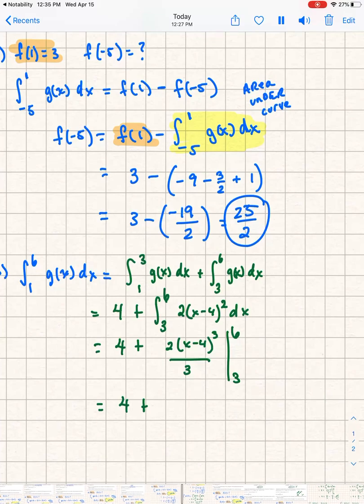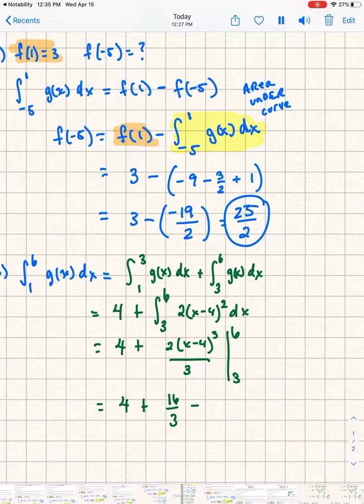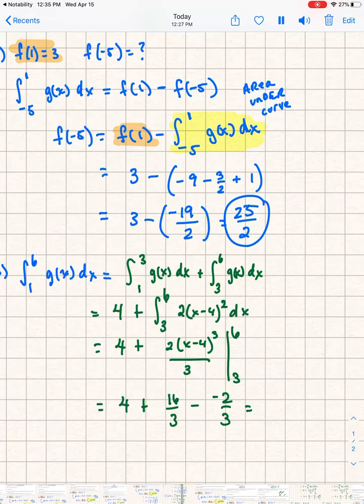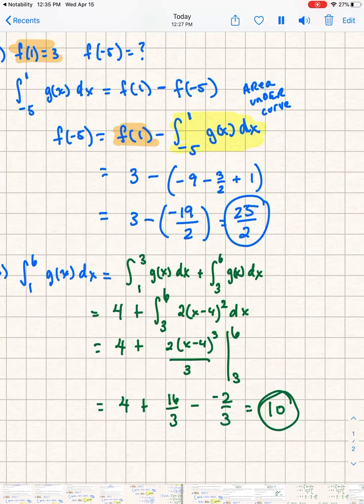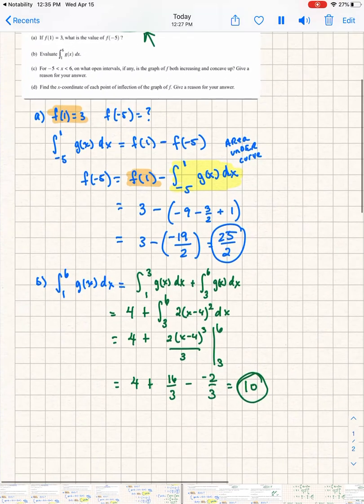We get plus, so you're plugging in 6. That's going to give me 6 minus 4, 2 cubed, right? So this is 16 thirds minus, if we plug in 3, you'll get a negative 1, so that's a negative 2 thirds. And that works out actually very nicely because this is going to give me 18 thirds, which is 6, and so I get an area of 10. Okay, so those are the first two parts of this.